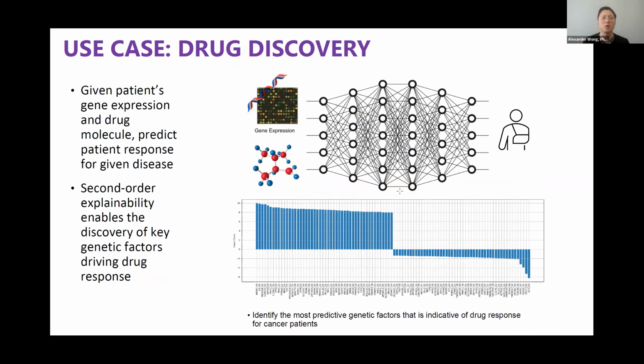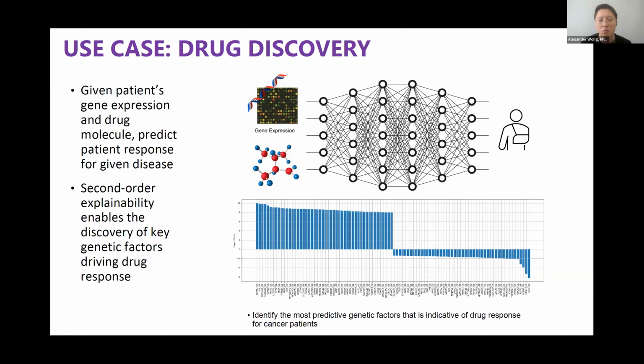So what are some of the use cases? One use case that we did was on drug discovery, where given a patient's gene expression and drug molecule, we predict the patient's response for a given disease. So usually you get high performance there and then you call it a day. But what we did was we leveraged explainability as well as second order explainability to really enable the discovery of key genetic factors driving the drug response.